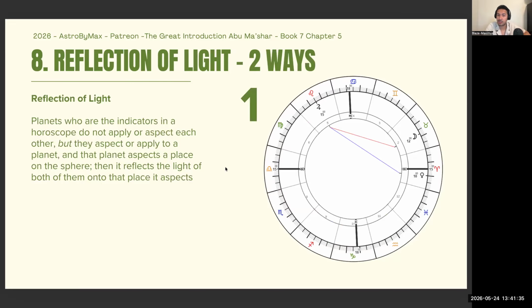There's also a reflection of light, which happens in two ways. The first way is that planets who are the indicators in a horoscope do not apply or aspect each other, but they aspect or apply to a planet, and that planet aspects a place on the sphere. Then it reflects the light of both of them onto that place it aspects. This one's a little bit of an interesting one. Technically, Jupiter is also collecting light here.